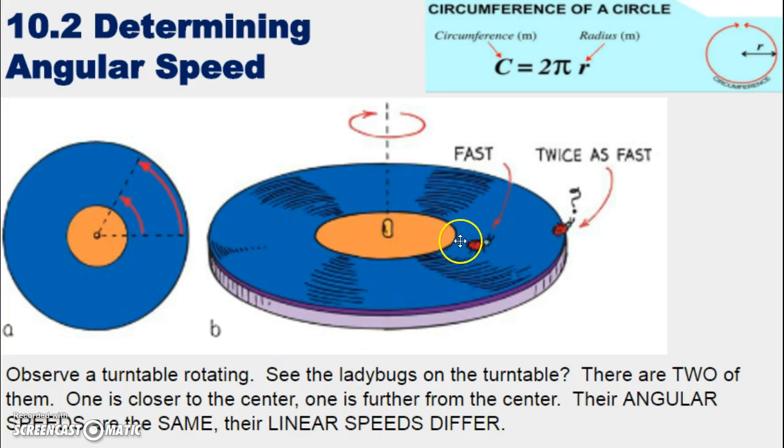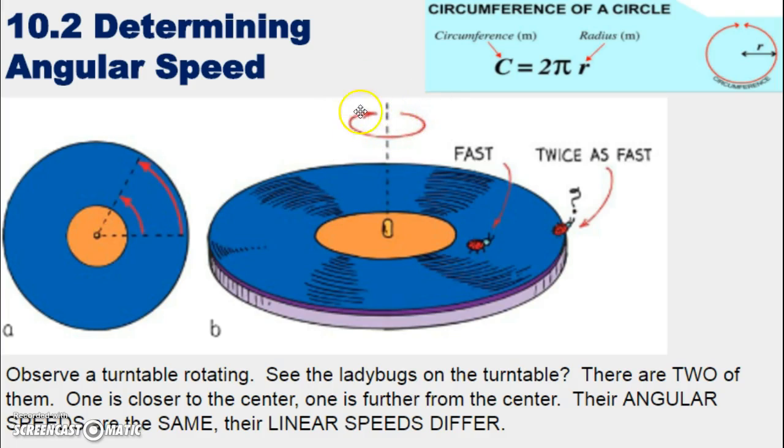One of them is closer to the center. Ladybug fast, we'll call it. And the other one's further from the center, twice as fast, or faster. Their angular speeds are the same, but their linear speeds differ. So if this makes 1 full rotation, and they're both next to each other, they both make 1 full rotation together, clockwise.